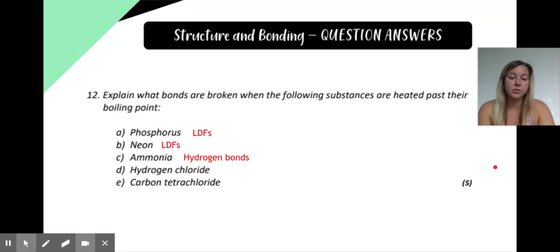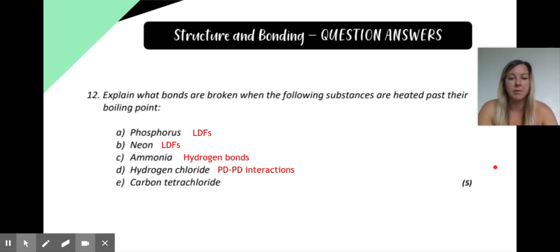Hydrogen chloride is going to have a dipole because it has a difference in electronegativity. So it doesn't have any hydrogen bonding. It hasn't got hydrogen bonded to nitrogen, oxygen, or fluorine. So it's simply going to be a permanent dipole interaction. So you're going to have the positive side of the hydrogen attracted to the negative side of a chlorine in a neighbouring molecule.